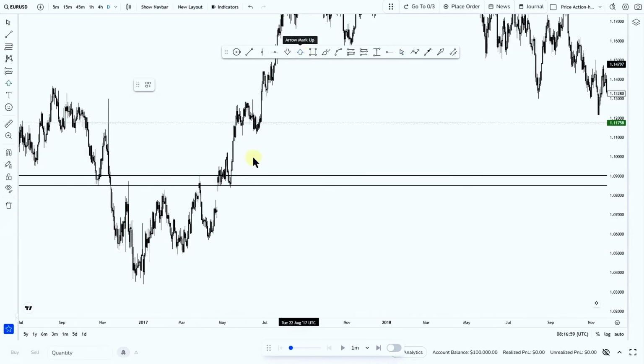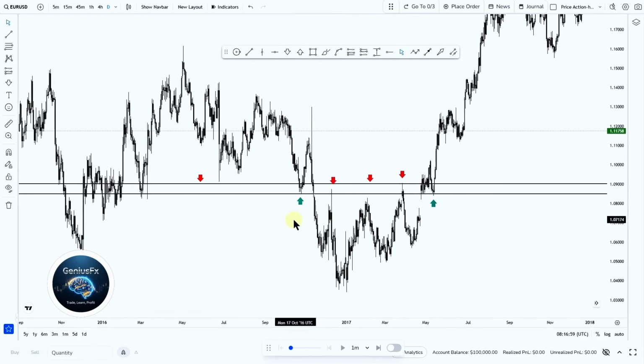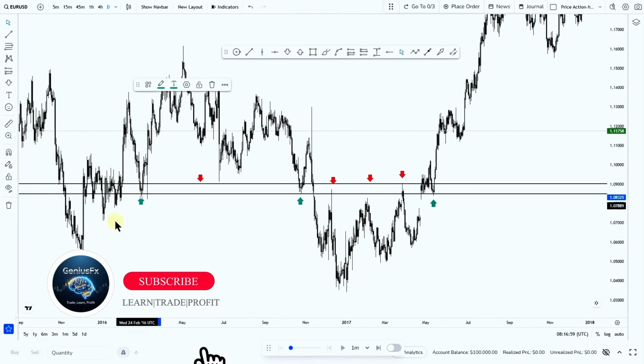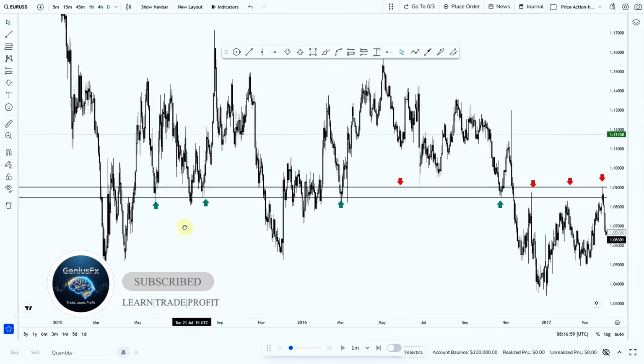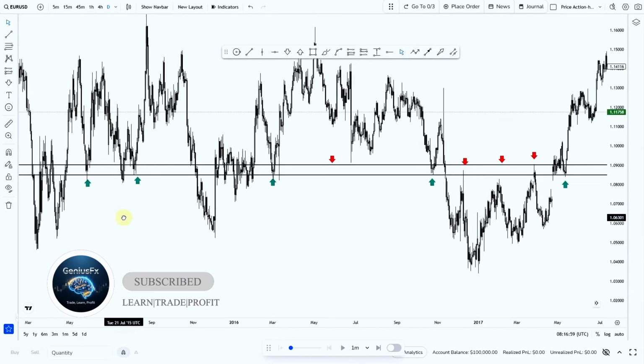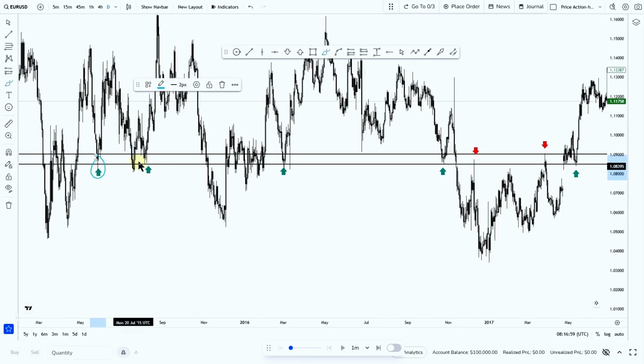If we zoom out, we can see that here the price reacted to this zone as a support, here as a resistance, here again as a resistance, here as a support. And if we move further, we can see that here too price reacted as a support, here as a support, and then here as a support. That is more than 5 reactions, so I think we can trust this area. Here, here, here, here, here again, and then here.